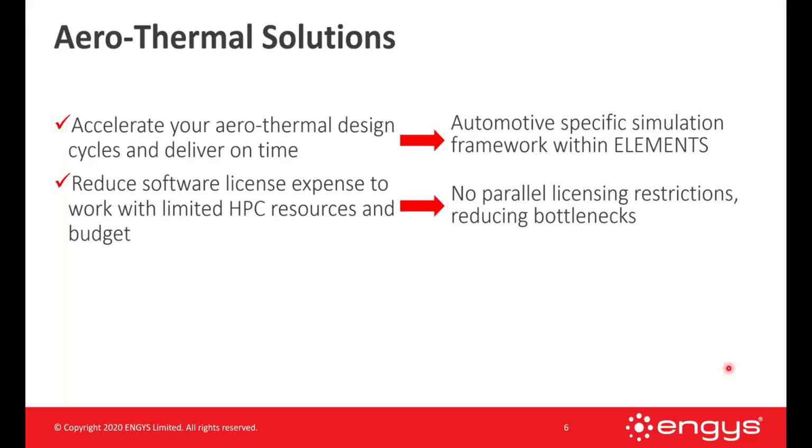We want to reduce software license expense to work with limited HPC resources and budget. You may say, oh, I have unlimited HPC resources, but there is a limit. It would be nice to save money on HPC. It would be nice to save money on parallel licensing. So within Elements, there are no parallel licensing restrictions. So we're not just reducing bottlenecks, we're completely eliminating that HPC limitation, and you can spend that money in other ways. More HPC resources, more personnel.